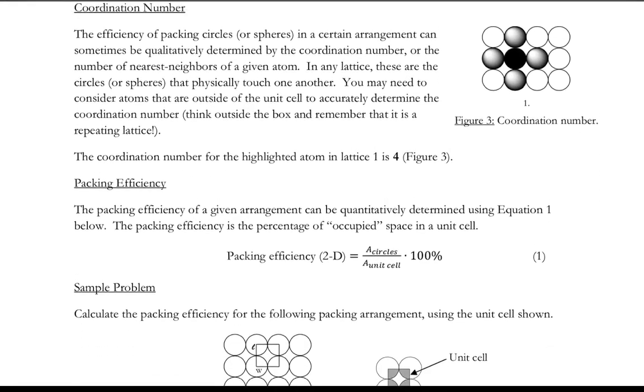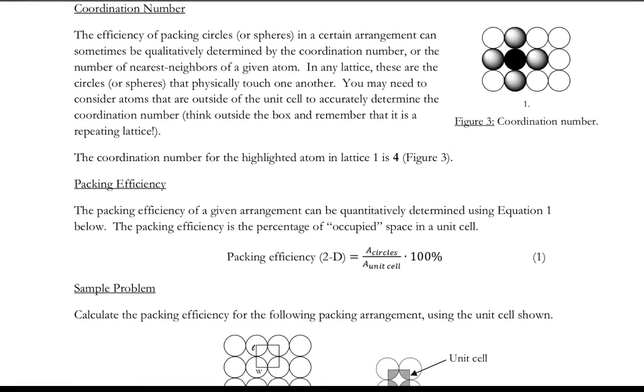Packing efficiency of a given arrangement can be quantitatively determined using equation 1 below. The packing efficiency is the percentage of occupied space in a unit cell. So the packing efficiency for the two-dimensional arrays is the total area of the circles in the unit cell divided by the total area of the unit cell times 100.